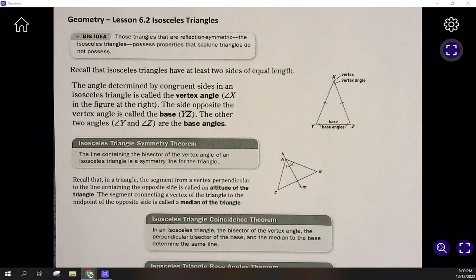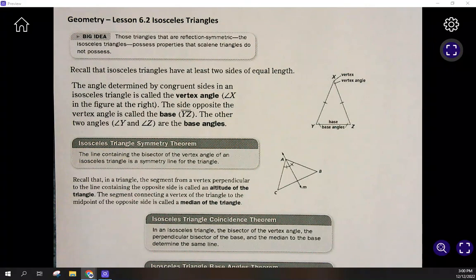This is geometry lesson 6.2, isosceles triangles. The big idea says those triangles that are reflection symmetric, specifically the isosceles triangles, possess properties that scalene triangles do not possess.